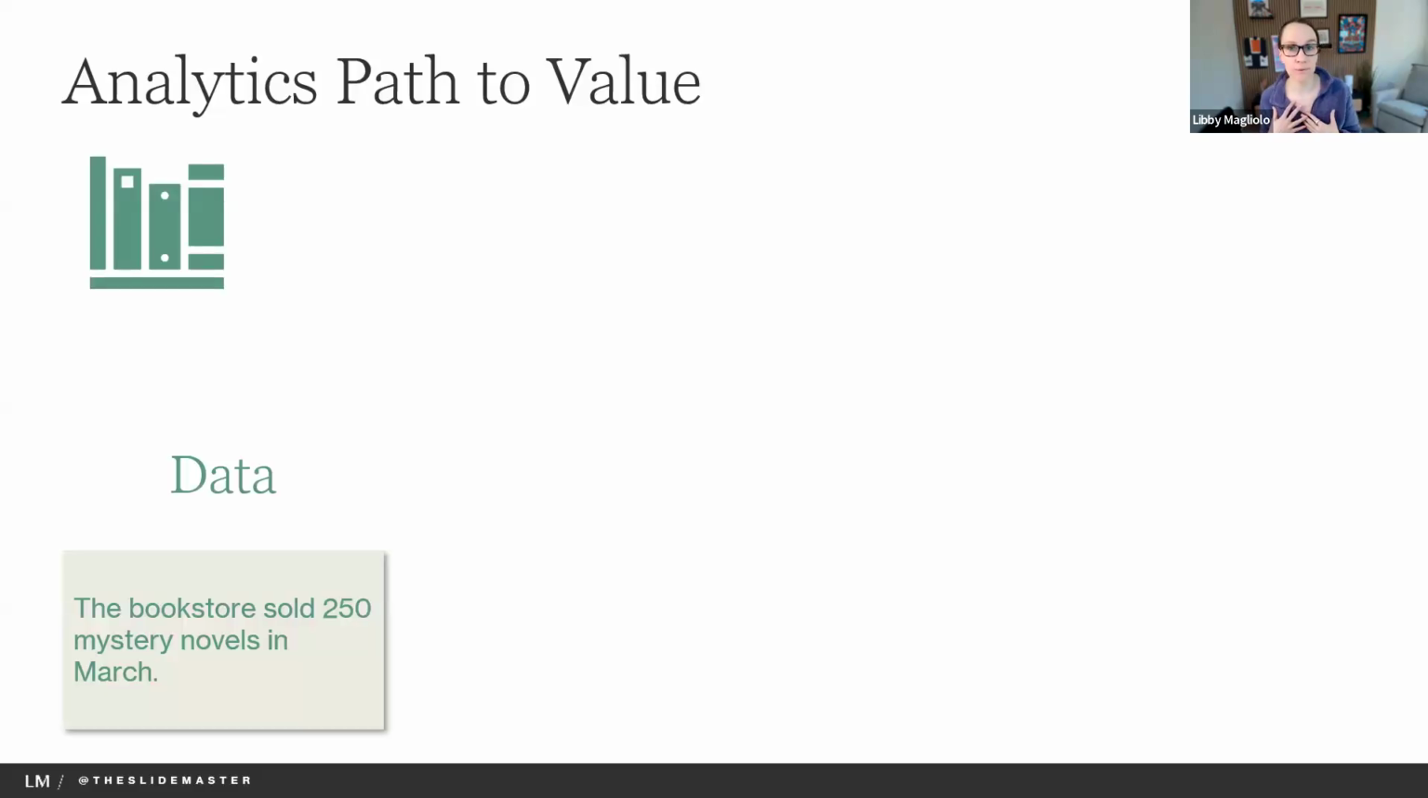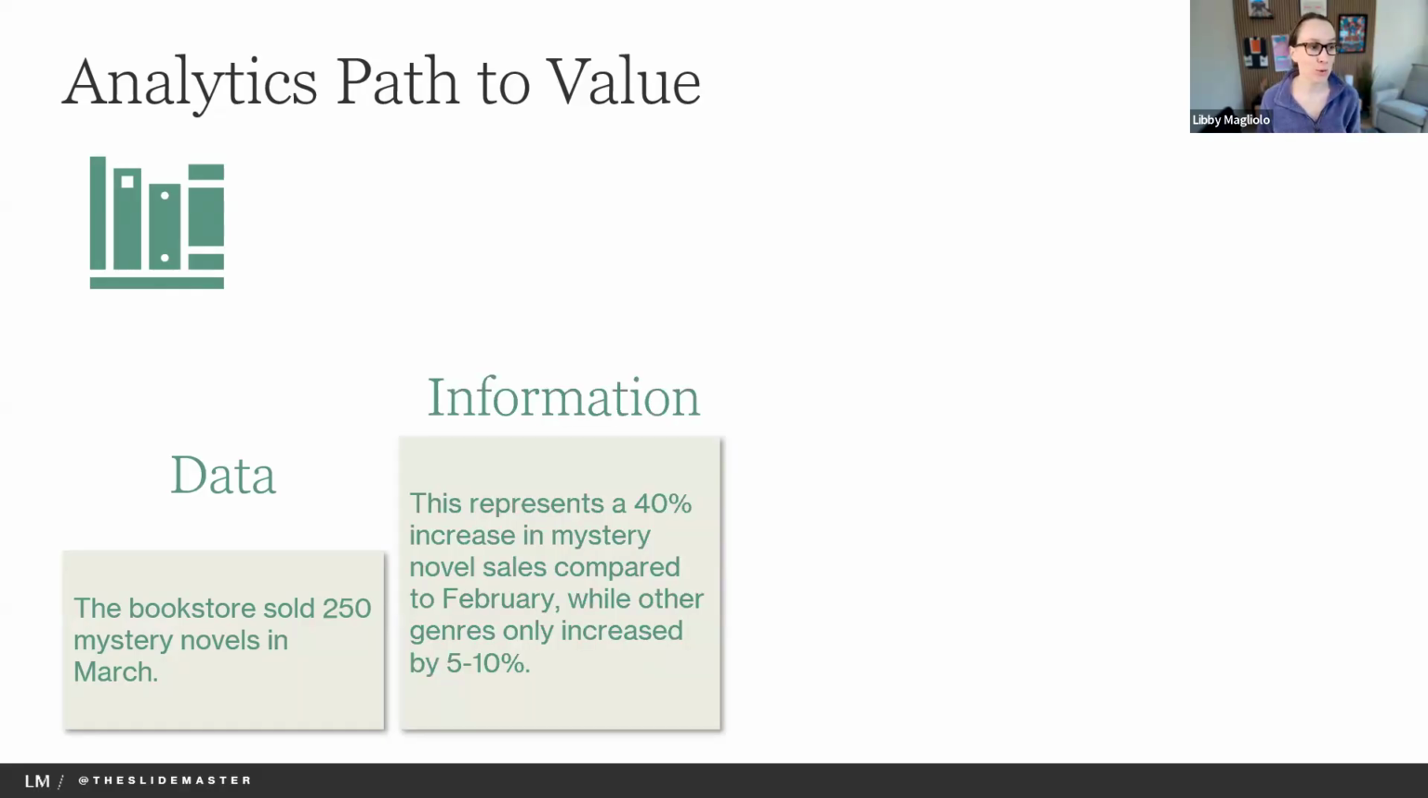So let's say that I run a bookstore, my dream. The data, the raw data, the bookstore sold 250 mystery novels in March. That's raw data. We don't know why it happened. We don't know what to do with that information. It's just raw data. Now, if we turned this over to our audience, we're not giving them a whole lot to work with. So let's try and go one step further.